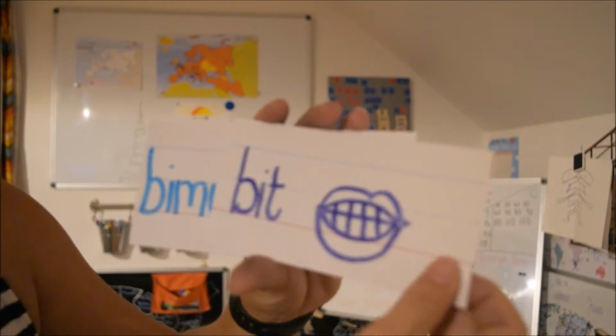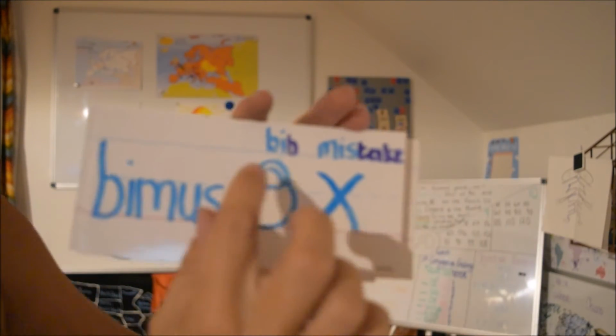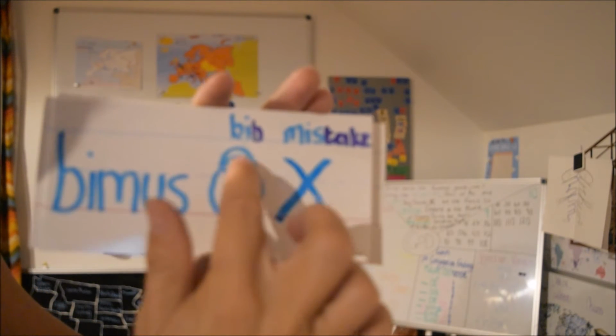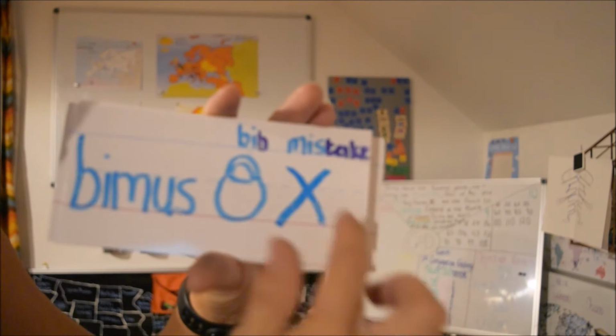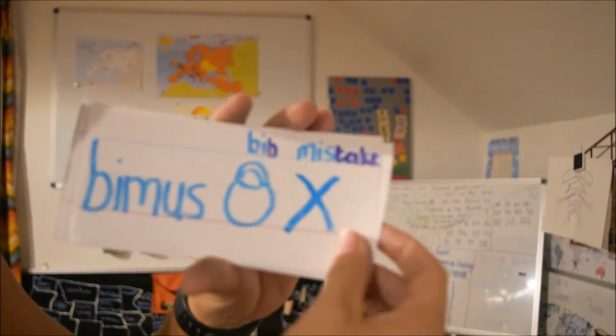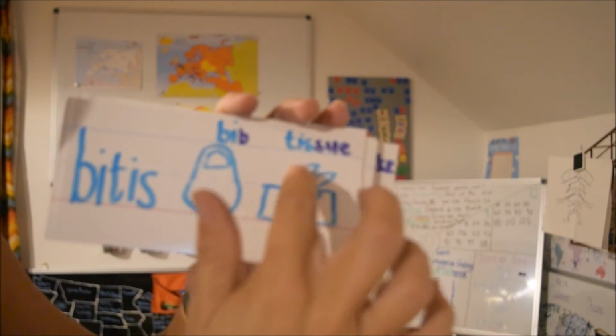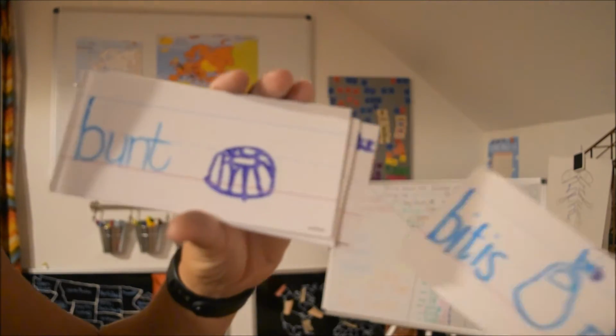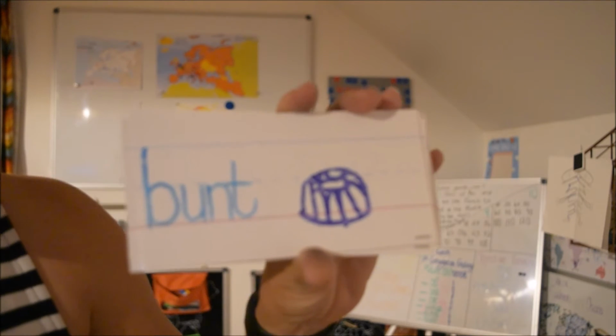And then the plural is bimis, like the b and bib and miss in mistake. I did a mistake. So bimis, bitis, again, bib, tis, like in tissue. And bunt. So the song goes like this. Bobus bit, bimis, bitis, bunt. First conjugation, future tense.